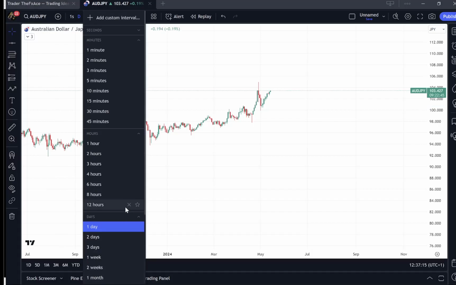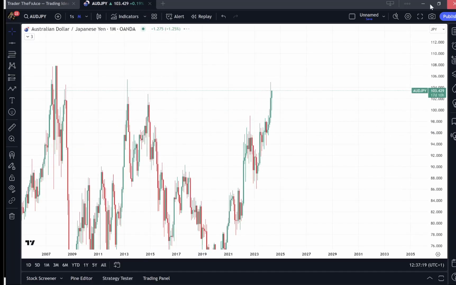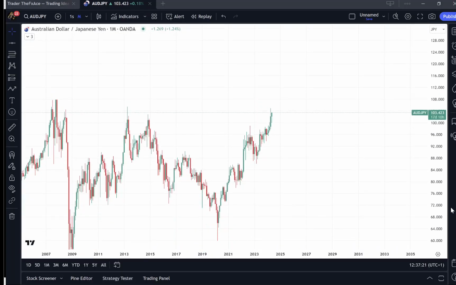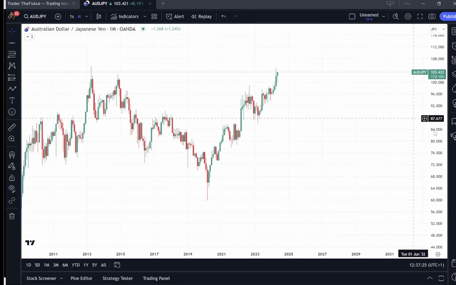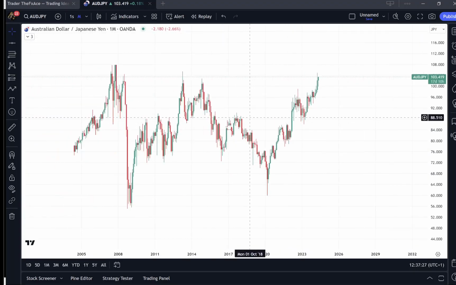First off, we're going to look at the monthly charts. If you're familiar with how I analyze the markets, I always look at the higher time frames, weekly and monthly, to look for key levels, and then I'll use the lower time frames for evidence of momentum slowing down and price action slowing down coming into these areas.